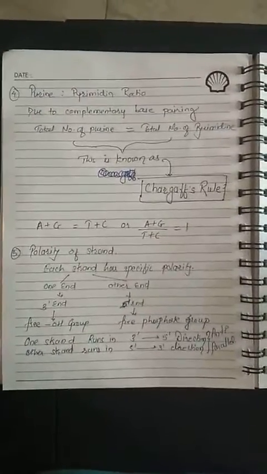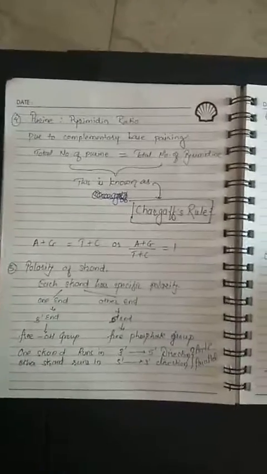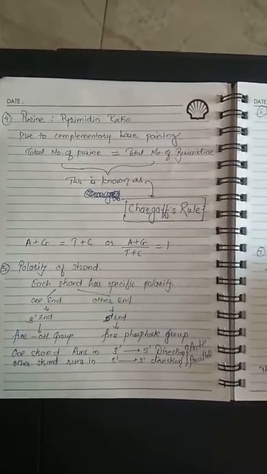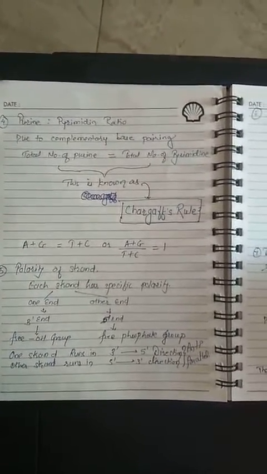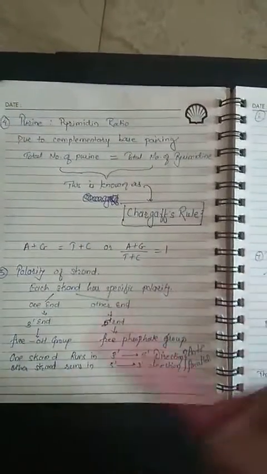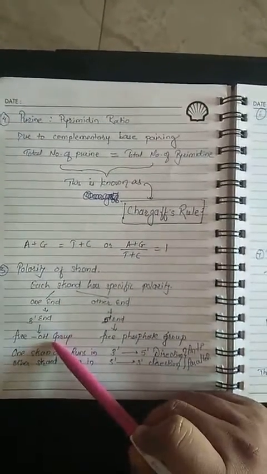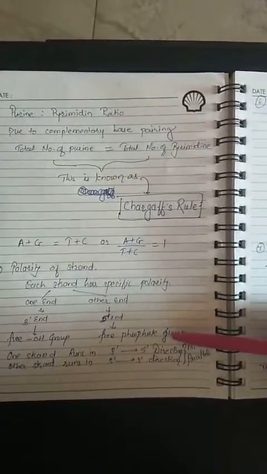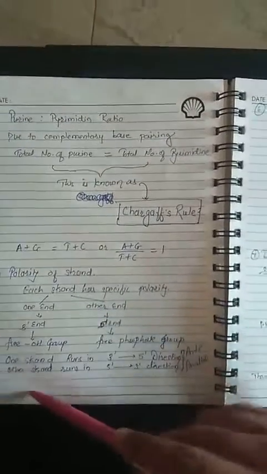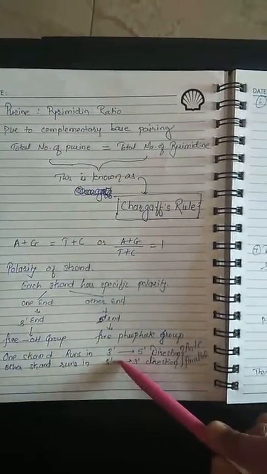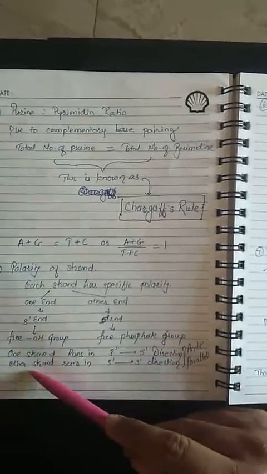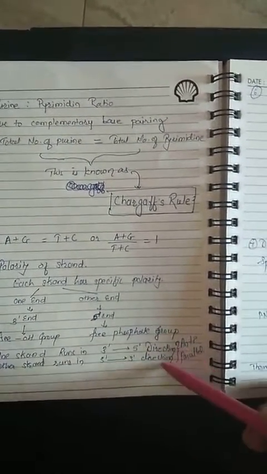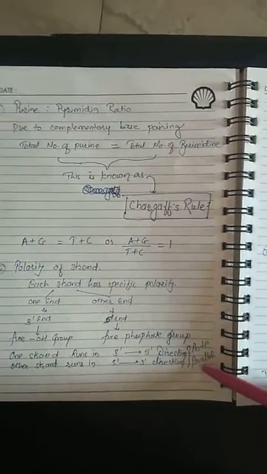So now we'll come to another very interesting point. That point is nothing but the polarity. In the last video I also shared with you that each strand comes with a specific polarity. That is because at one end, the 3' end, it has a free hydroxyl group, whereas at the other end, the 5' end, it has a free phosphate group. So one strand runs in the direction of 3' to 5', whereas the other strand runs in the direction of 5' to 3' orientation. So both run anti-parallel to each other.